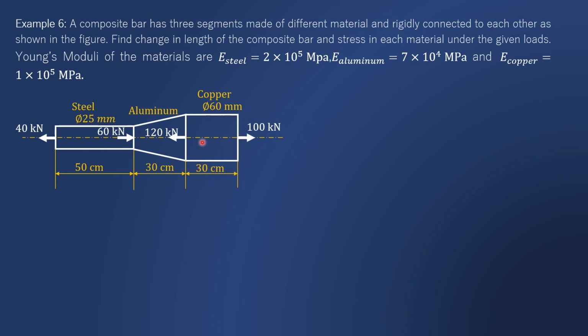So this problem is a bars in series problem. Delta 1, that is deformation of the first part. Delta 2, deformation of the aluminium portion. And delta 3.